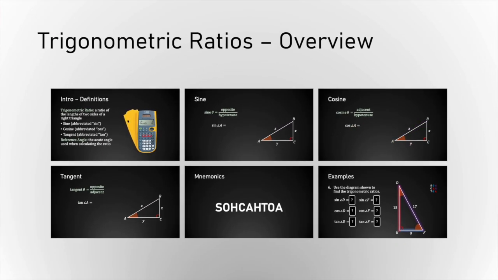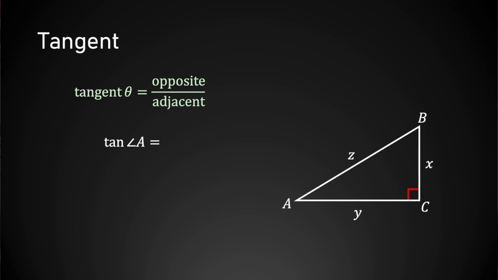That just leaves us to talk about tangent. The tangent of an angle is the ratio of the opposite side to the adjacent side. Again, if my reference angle is angle A, then side BC is my opposite side, which has length x. So x is going to go on top of my fraction. My adjacent side, again the side that touches A and isn't the hypotenuse, is side AC, which has length y. So the tangent of angle A is x over y.